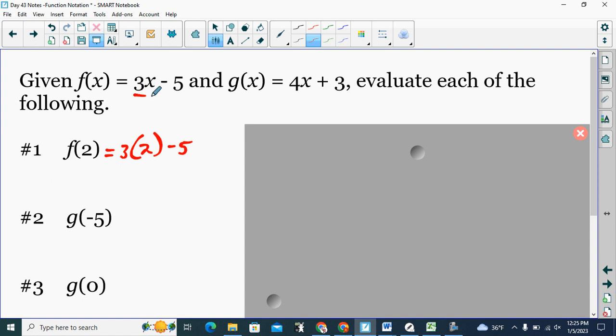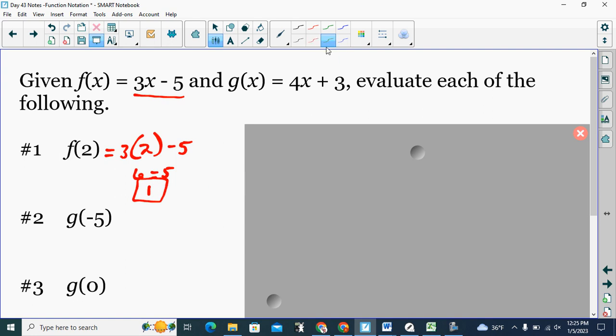So I rewrite this function here, but I'm replacing the x with a 2. 3 times 2 is 6. 6 minus 5 is 1. f of 2 is equal to 1. That means for the f of x equation, when x is 2, y is 1.